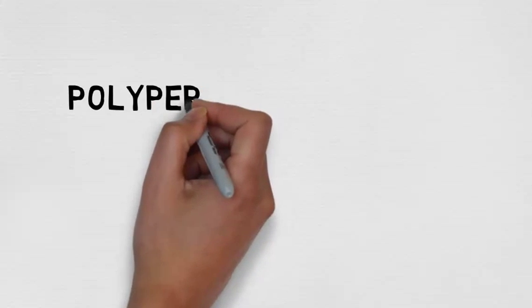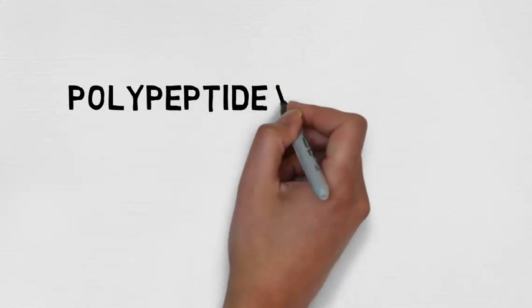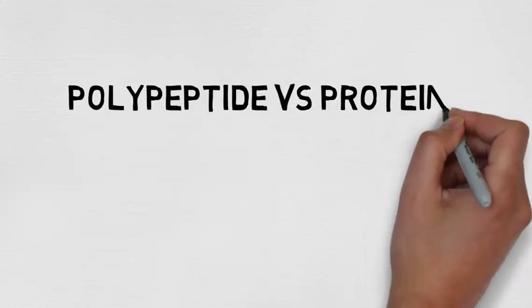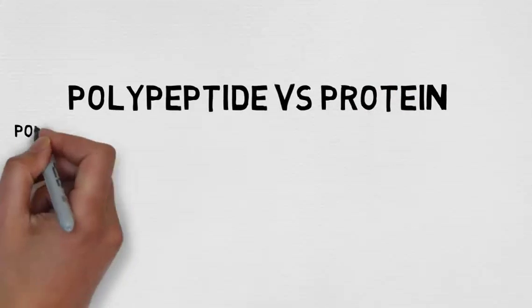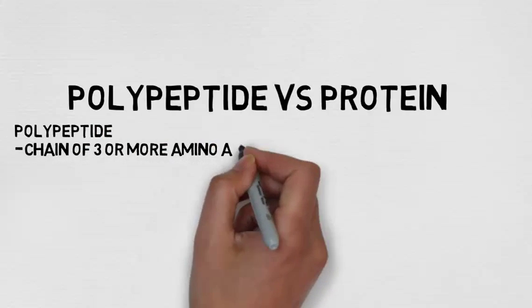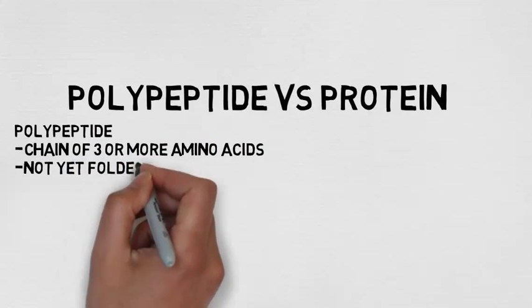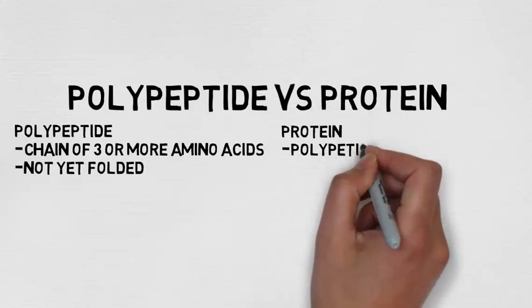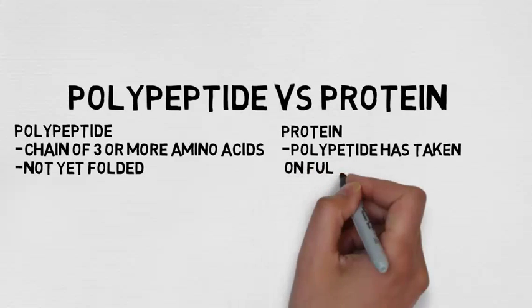Before we talk about how proteins link together, we are going to differentiate proteins from polypeptides. So first, a polypeptide is a chain of 3 or more amino acids that are not yet folded. Whereas a protein is when the polypeptide has taken on its full 3D shape.